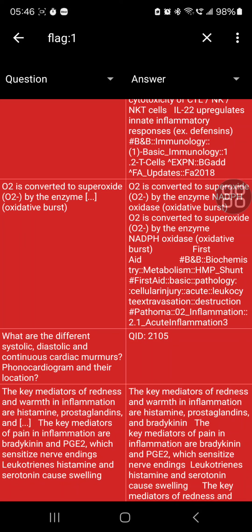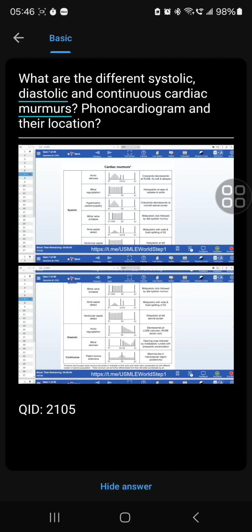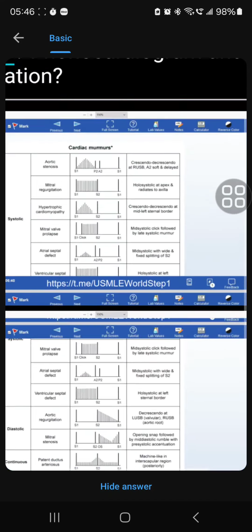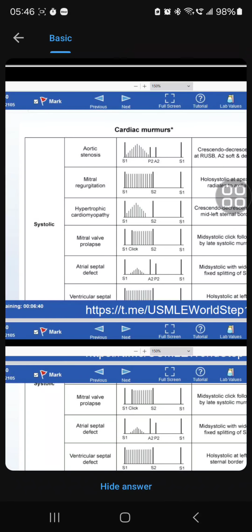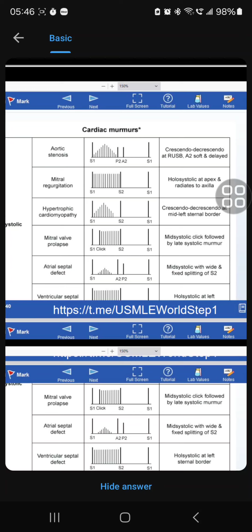Now we have the different types of systolic, diastolic, and continuous cardiac murmurs, phonocardiogram, and their location. So we see systolic cardiac murmurs in aortic stenosis, where we have the crescendo-decrescendo murmur at our right upper sternal border. A2 is soft and delayed. Mitral regurgitation is also a systolic murmur, holosystolic at the apex and radiates to the axilla.